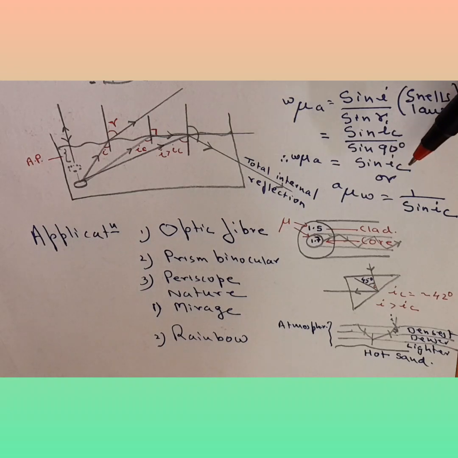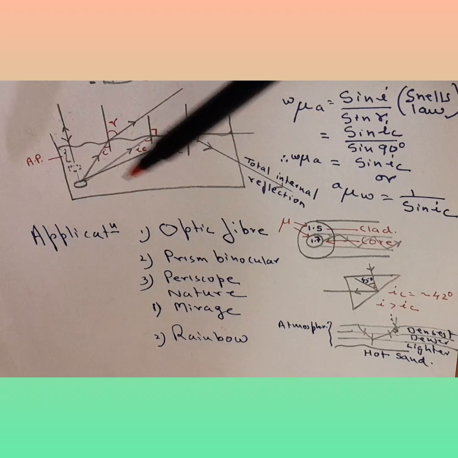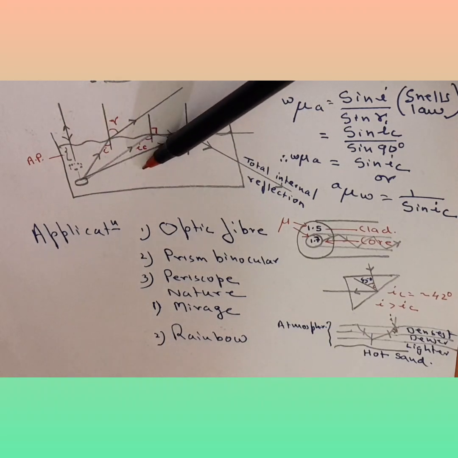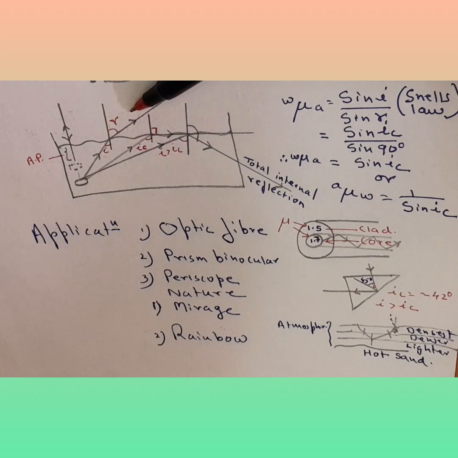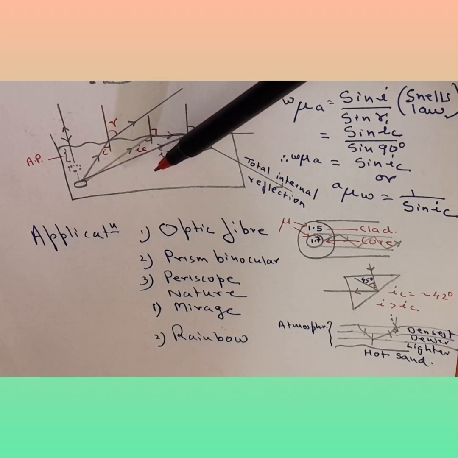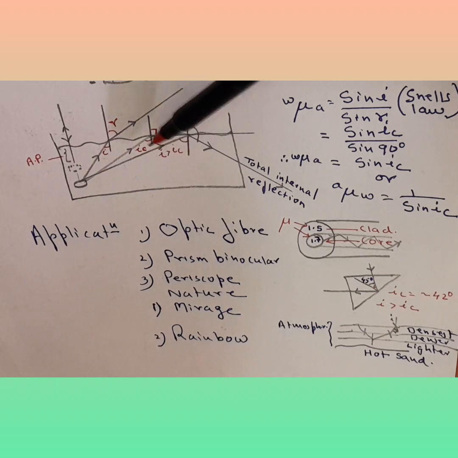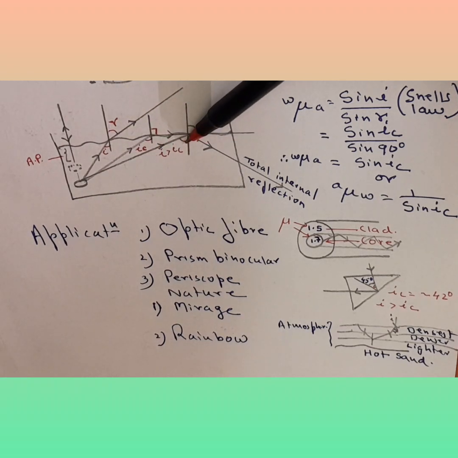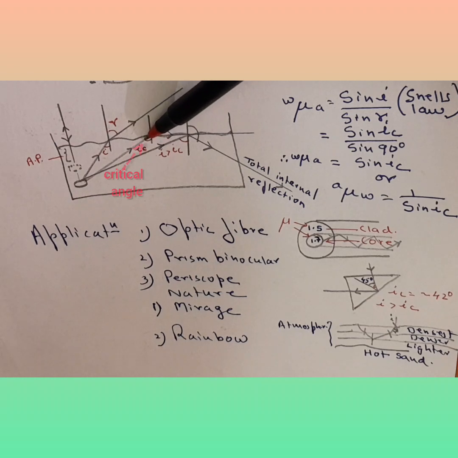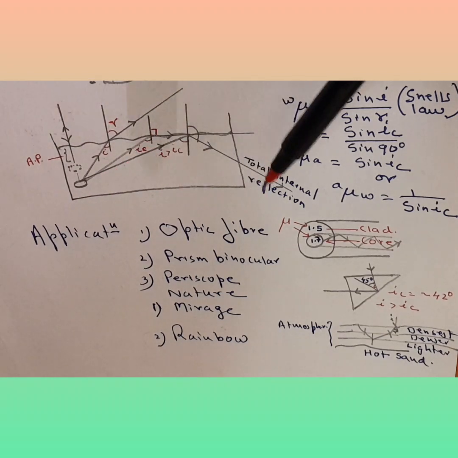First and foremost requirement for total internal reflection is that the ray of light has to pass from denser medium to rarer medium. And the second requirement is that the angle of incidence has to be greater than critical angle. Alright. So these are two requirements for total internal reflection.